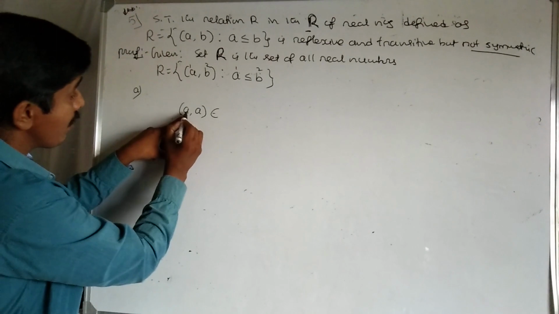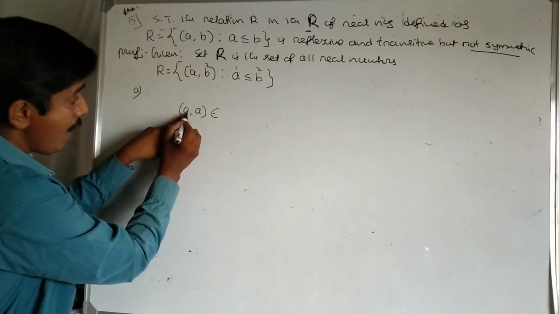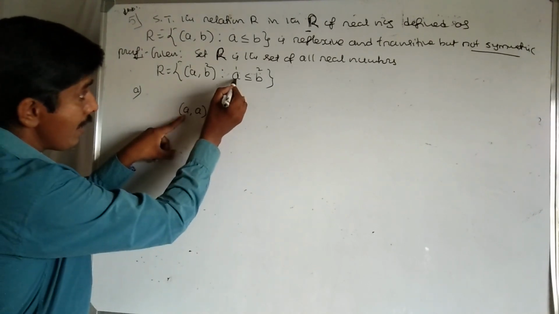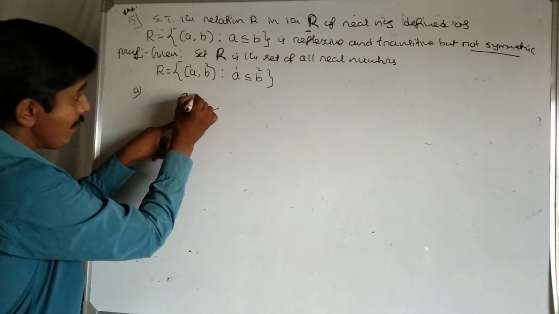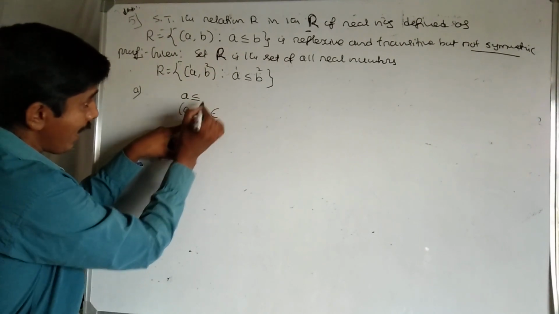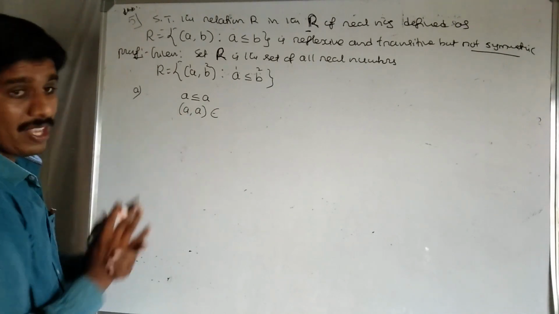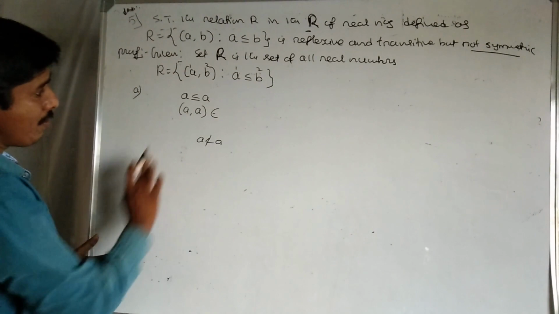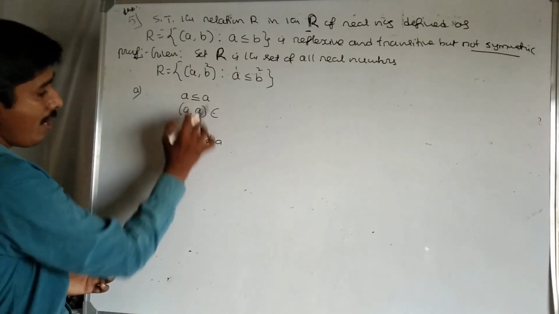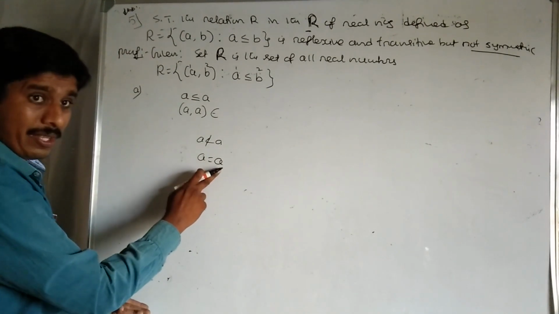Reflexive means the first element and second element are the same. Every element is related to itself. Here A is less than or equal to the second element, which is also A. Then we say that A comma A belongs to the relation. Sir, here A is not less than A, then how is it possible? It means here we have equals. Clearly A equal to A. Correct.